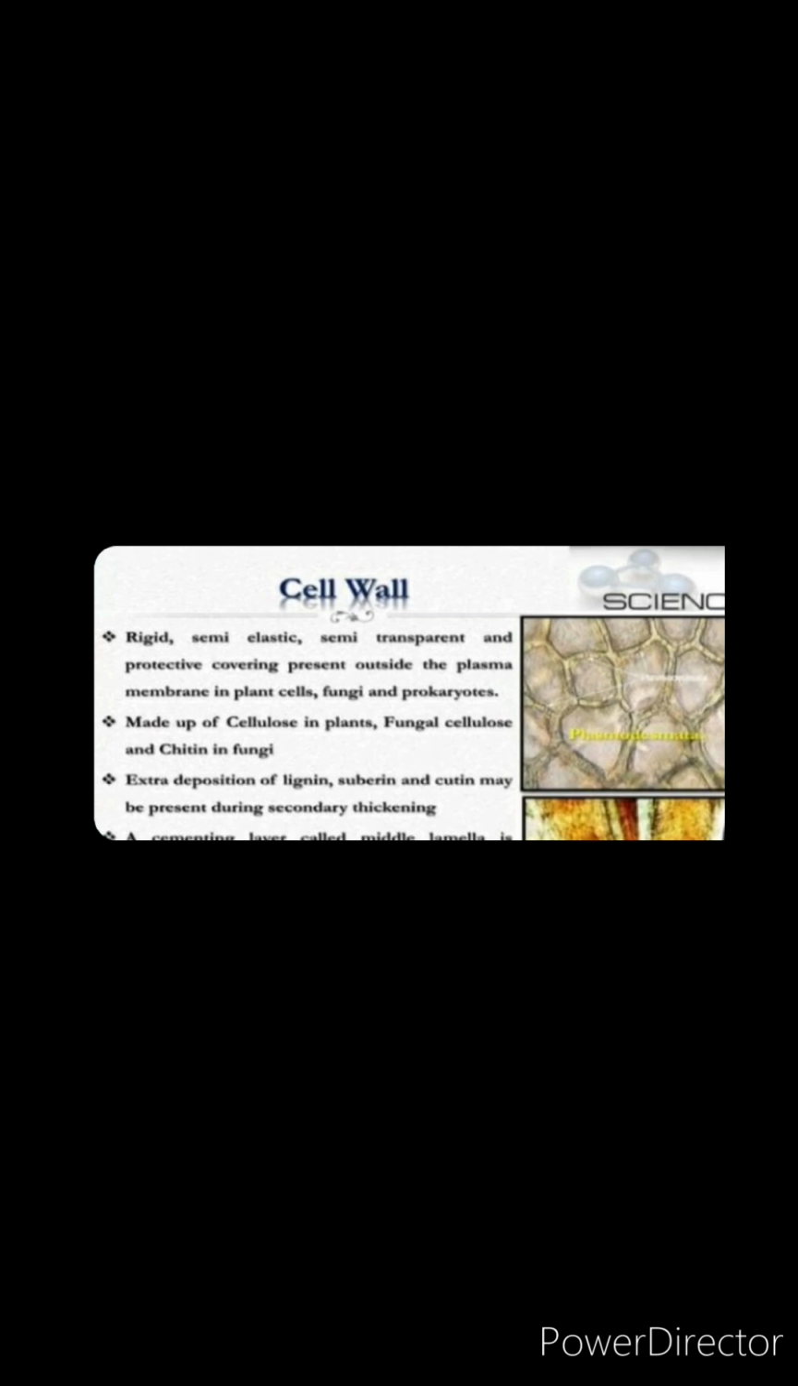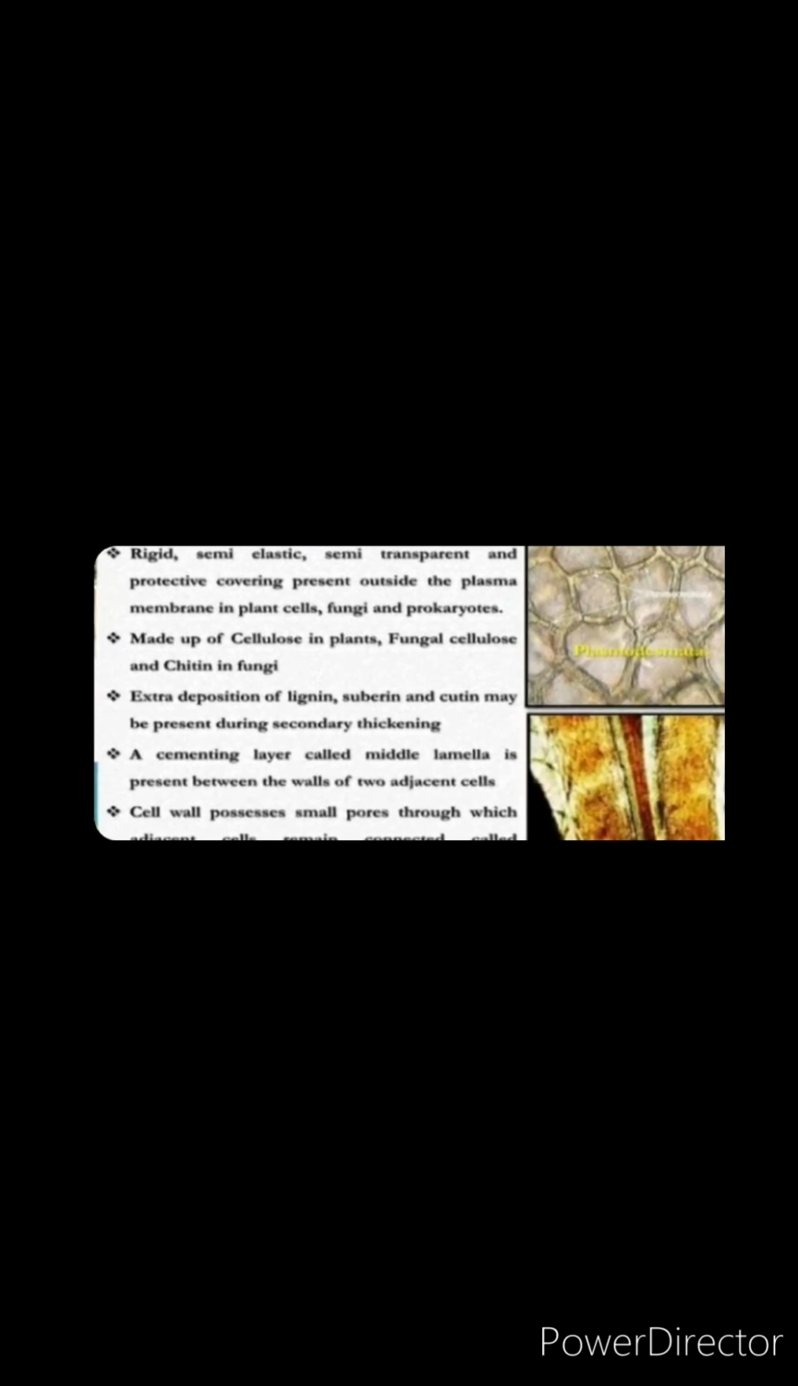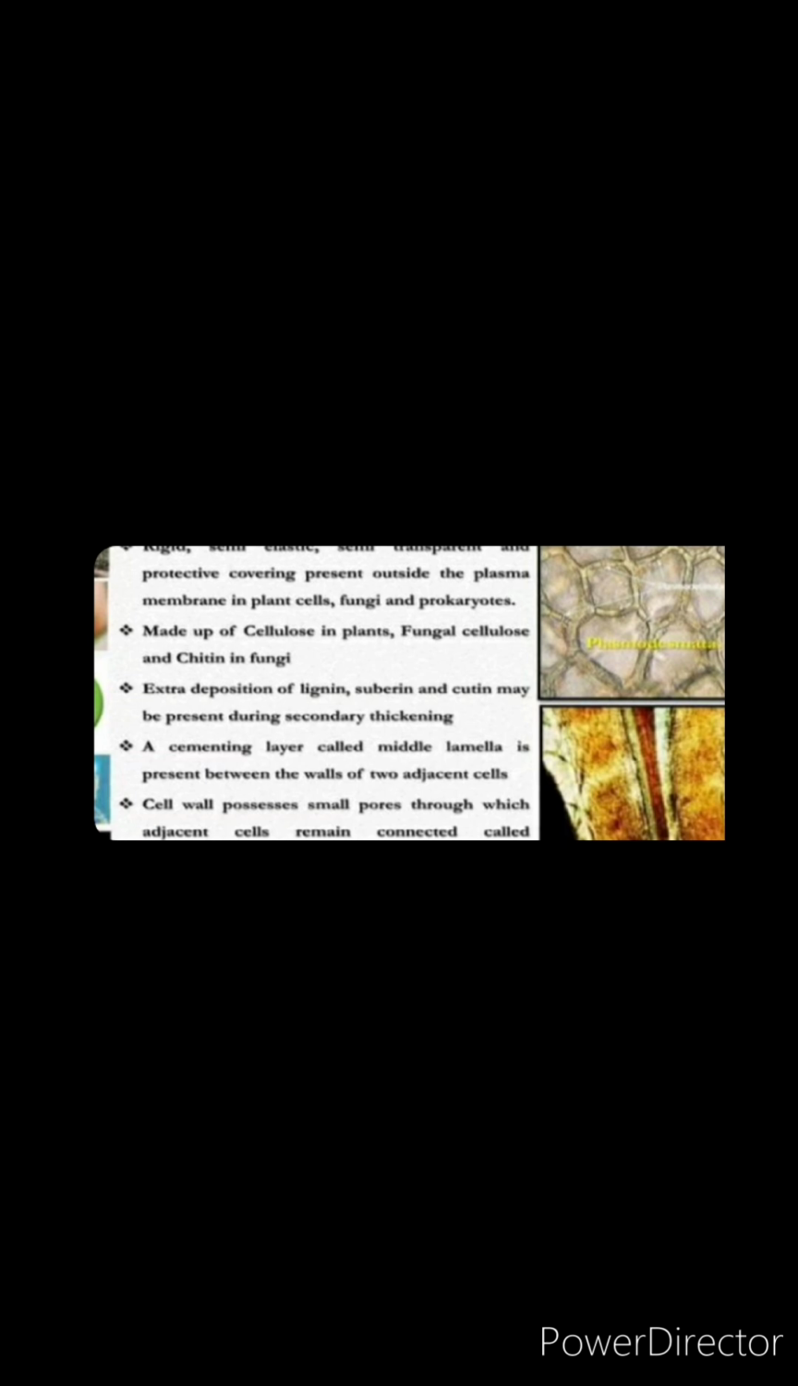The cell wall is a very rigid structure which is protective in nature, and it is a thick-walled cell organization made up of cellulose in plants. In fungi, it is made of chitin, which is present in the fungus. It is protective in nature, as I told you. Extra deposition of lignin, suberin and cutin may be present in the secondary thickening, in those plants which grow with secondary growth, so they contain lignin, suberin and cutin in the cell wall.